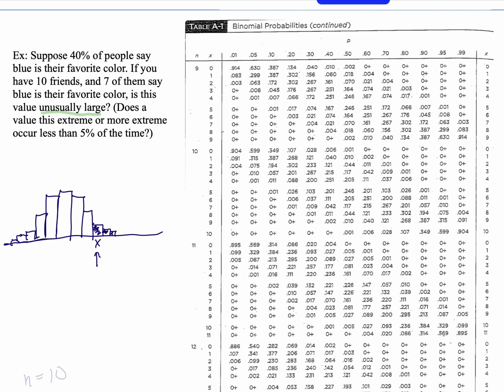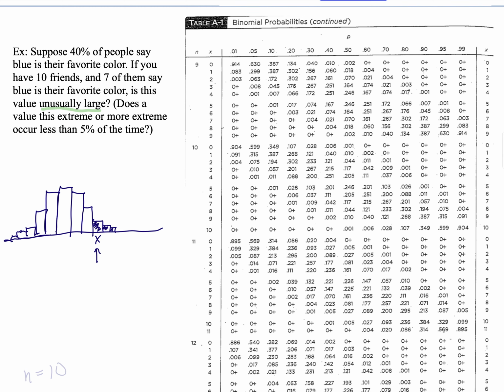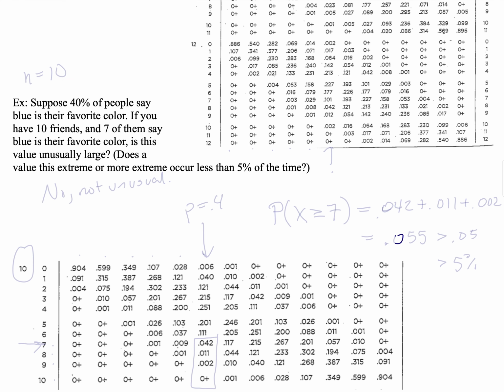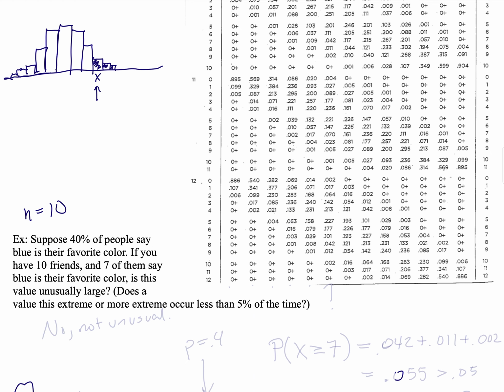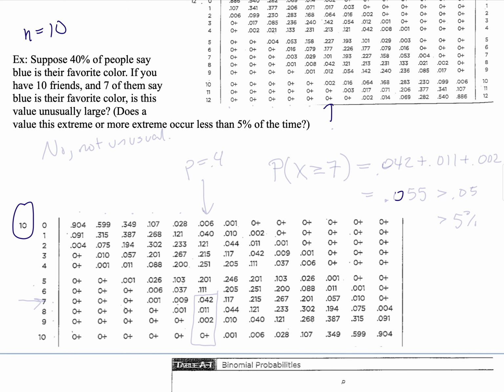So think about that problem. You can use the binomial probability table to the left, and we'll talk about it in a moment. Okay, so we are going to be using the value n equals 10. So we want n equal 10, and that's the part of the table that we're going to be looking at. We also want p equals 0.4, 40%.